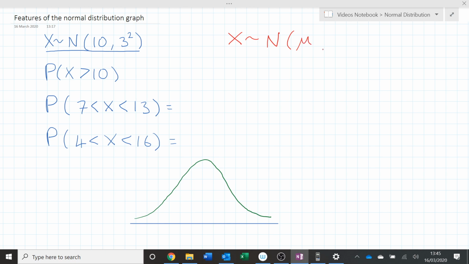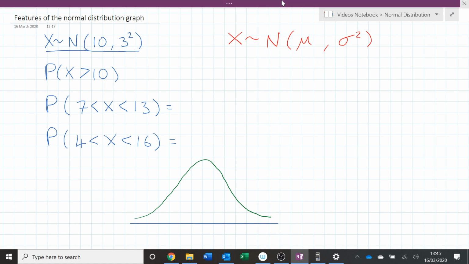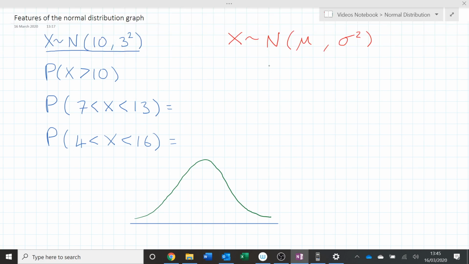We're going to put the mean here, and slightly irritatingly, we actually put the variance there, not the standard deviation. Even though we are always going to be talking about the standard deviation, this is the mean, and this in total is actually the variance. It's something you have to be very careful of when you're writing it down.